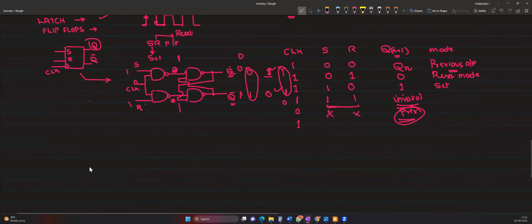So if you change this NAND gate to a NOR gate and keep the circuitry the same, this should work. The circuitry will remain the same, and the explanation is also the same.